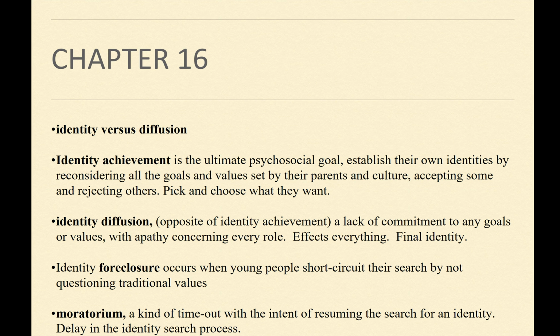Foreclosure is when you just accept whatever identity your parents or the teachers are putting on you. They tell you who to be, and you accept that. You haven't explored your own identity. You haven't eliminated things from others and taken on other things that you find valuable. And identity moratorium is when you delay the identity search process. This just means you're not trying other things. You haven't foreclosed on your identity yet, because there's still potential in the future for you to develop your own unique identity. But you have, in essence, not explored your own unique identity yet.